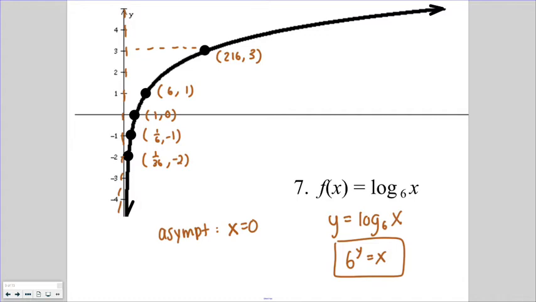The asymptote is x is equal to 0. If we're looking at the domain and the range, the domain is all the values of x that are strictly greater than 0. And the range is all real numbers.